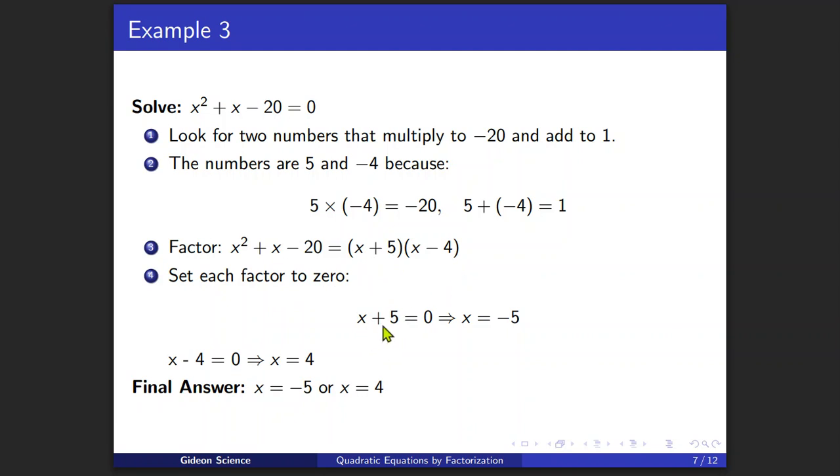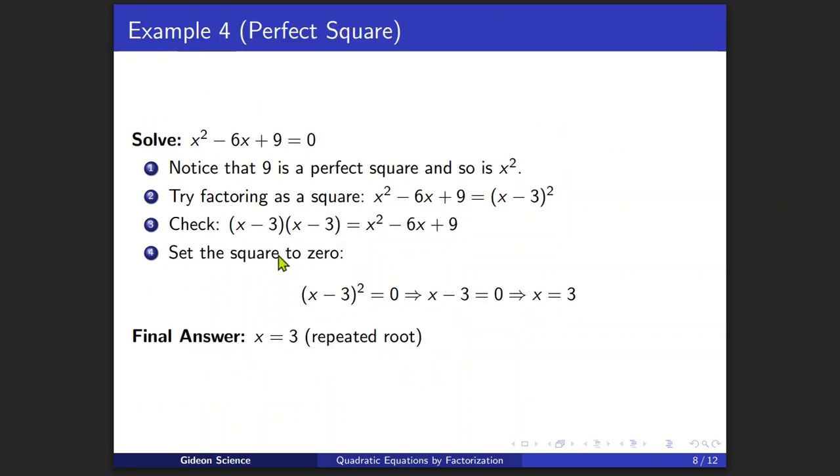So when you solve for these, you have that x is equal to minus 5. You solve for x minus 4 equals 0. You will have that x is equal to 4. So the final answer for this quadratic equation is that x is equal to minus 5 or x equals 4. This is another example.